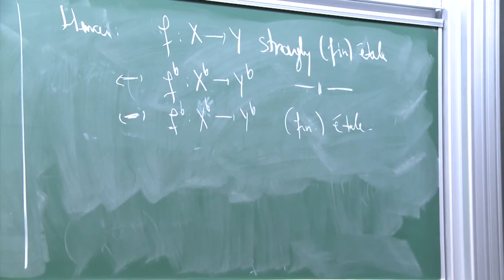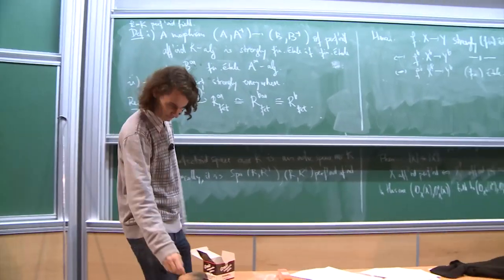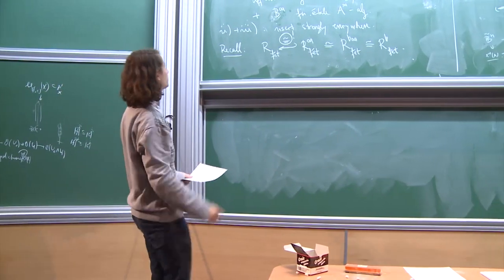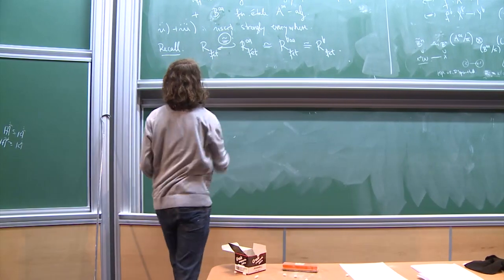What I will prove after the break now is that this really is an equivalence of categories, actually. OK, and now the break. So we have these notions of finite étale morphisms and étale morphisms for perfectoid spaces. And somehow the goal is finally to show this result.